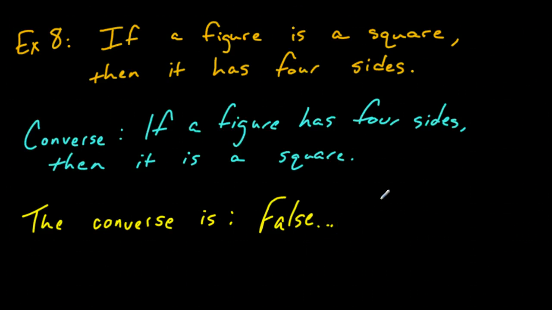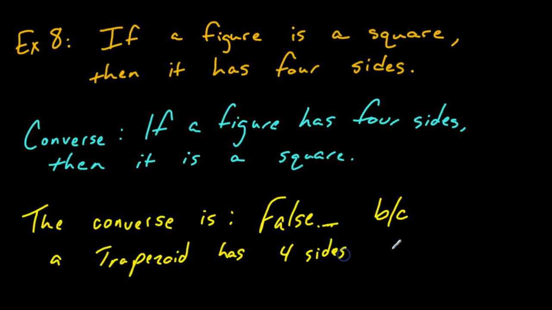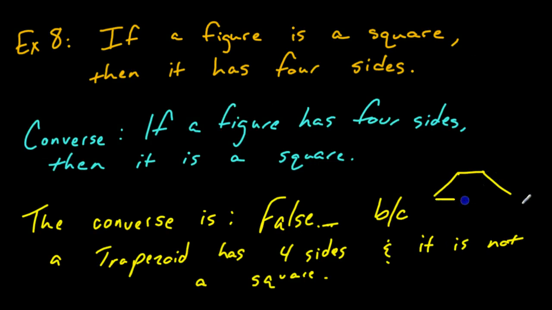You can think of a lot of different ones, but the one that popped into my mind, what about a trapezoid? If a figure has four sides, then it's a square. Well, a trapezoid has four sides, and it is definitely not a square. So there's our counterexample. We just proved that whole converse false. Even though the conditional is true, the converse could be false, right? There's a little picture of a trapezoid just to prove it a little bit more.